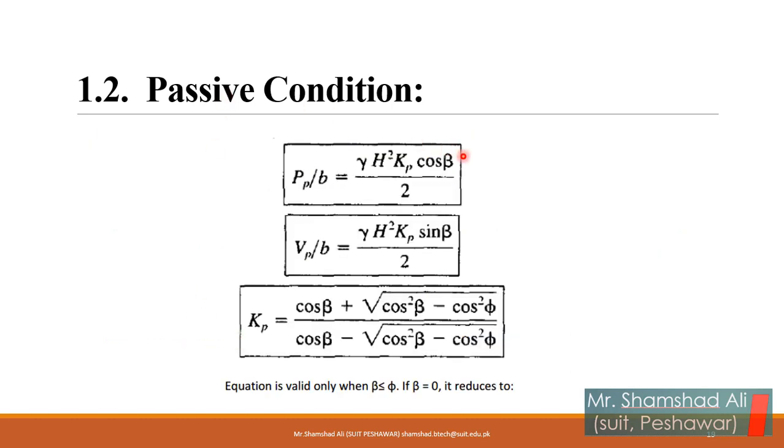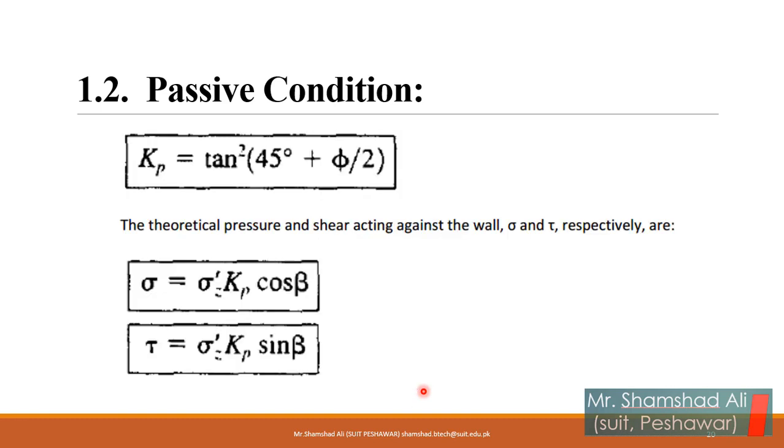Now we have this equation for the passive earth pressure. For the shear we have this equation, and for the coefficient of passive earth pressure, this. The equation is valid for beta; when beta is equal to 0, it reduces to this: Kp equals tangent squared of 45 degrees plus phi divided by 2. The theoretical pressure and shear, and for the normal stresses and shear stresses, we have this kind of equation.